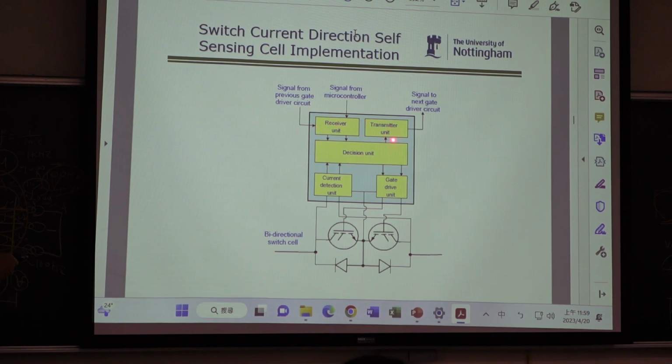So you can see we can have current detection. Then from the current being positive or negative, we can tell you which gate should turn on. Okay, so we have a signal from the previous gate driver, a signal from the DSP, and a signal to the next gate driver. Then we tell you which one should turn on and which one should turn off. And everything is in the IC. So this is a very smart idea. If you do this, then you can get a PhD.